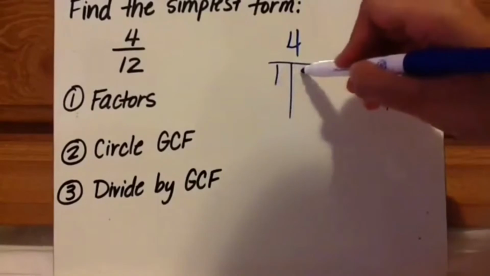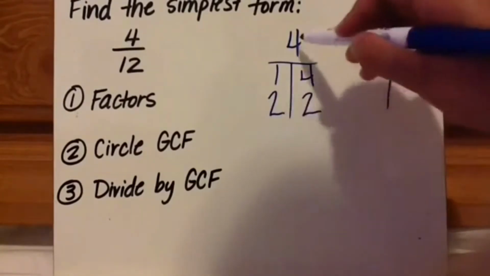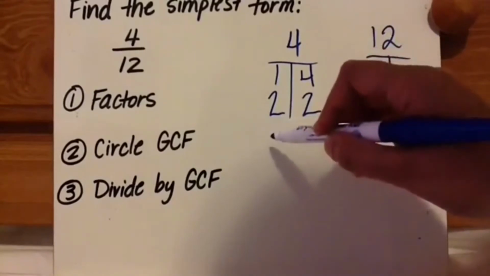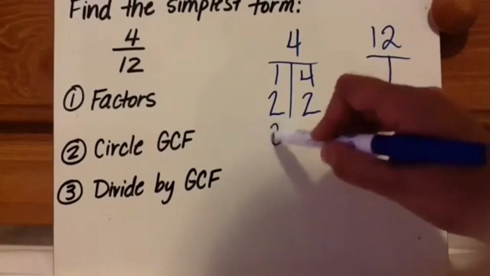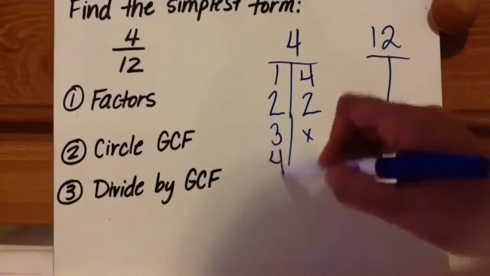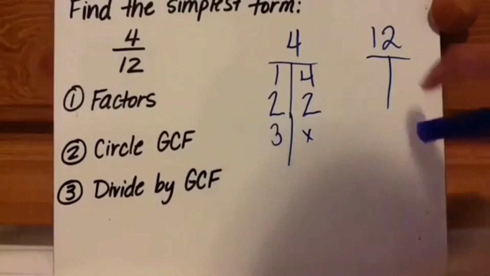Start with 1. 1 times 4 is 4. 2. 2 times 2 is 4. 3. 3 times nothing equals 4. 4. I notice that 4 is already here, so that would be a stopping point.